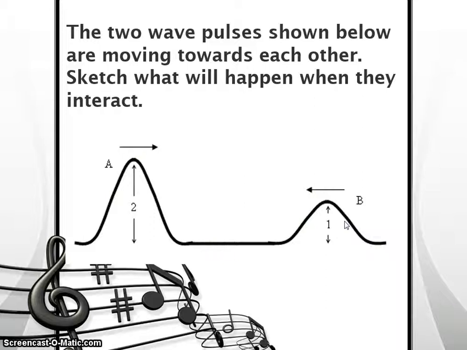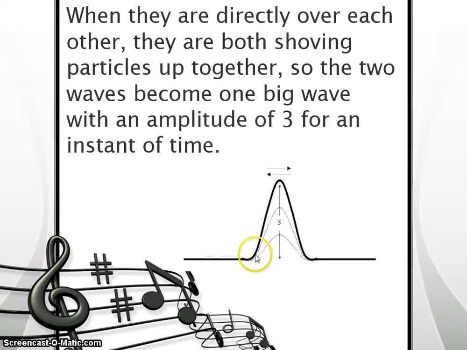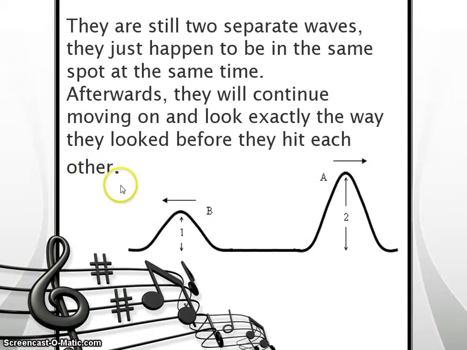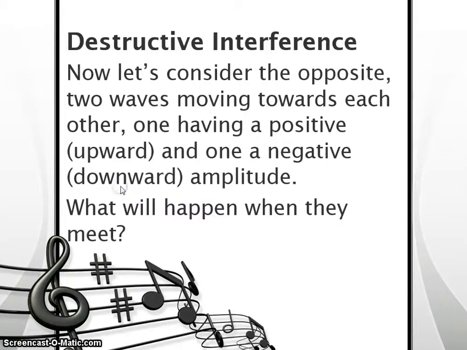Sketch what you think will happen to the resulting amplitude after we put these two waves together. So here we had wave size 1, wave size 2. What's the result? It's about 3 units high. They're still two separate waves. They're just going to be in the same spot at the same time.